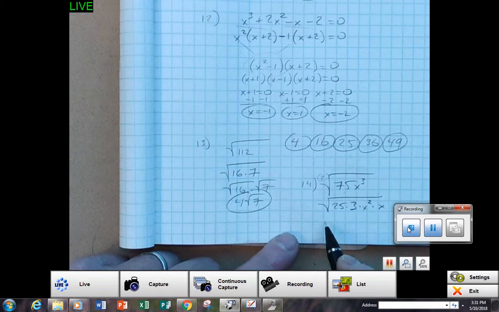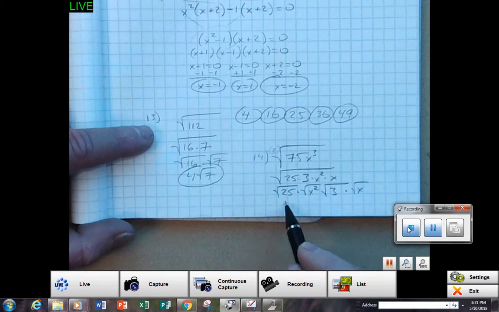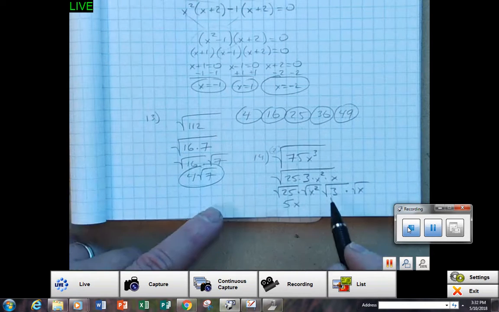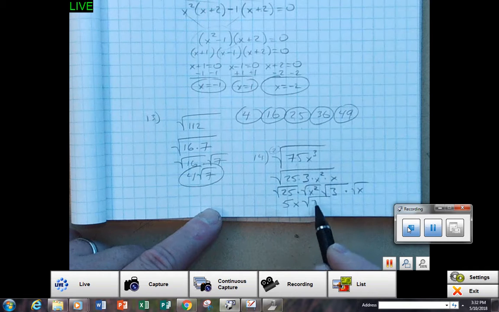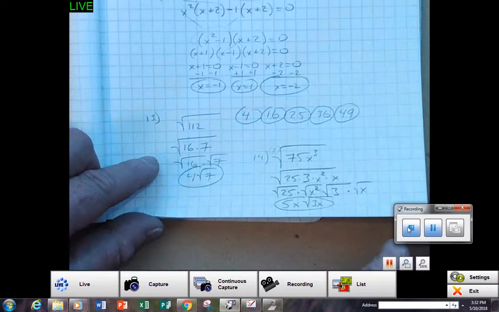So what you do there, you have two things that could be square rooted. That 25, split it up, you have that x squared, but then the 3 and the x cannot be square rooted. This ends up being a 5. x squared, square rooted, these cancel and just leave you x. And then these under here, you just rewrite those underneath the radical. So that's number 14, I'm sorry, that was 14.